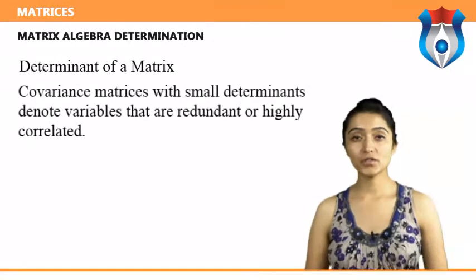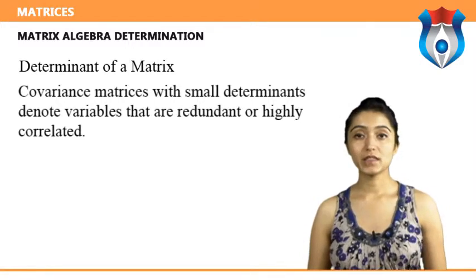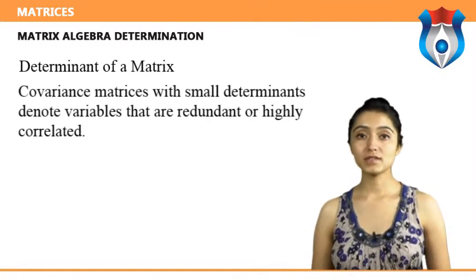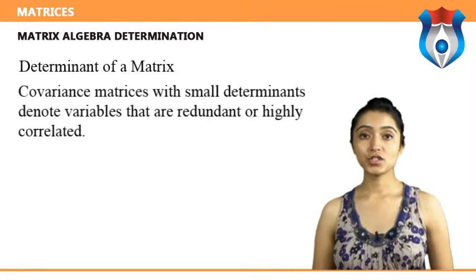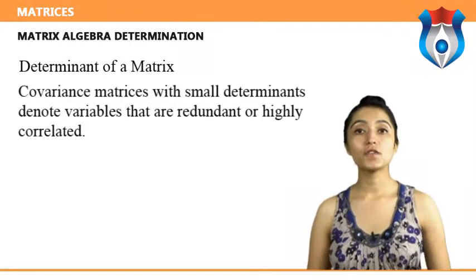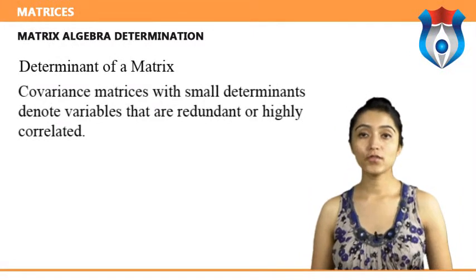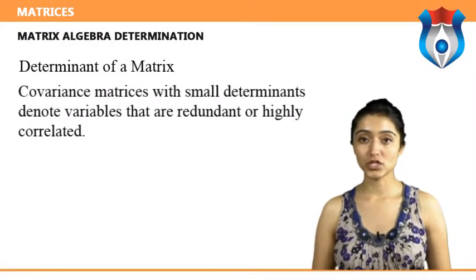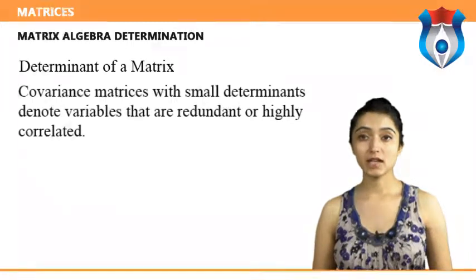That is, covariance matrices with small determinants denote variables that are redundant or highly correlated. Matrices with large determinants denote variables that are independent of one another. The determinant has several very important properties for some multivariate stats, that is, change in R square in multiple regressions can be expressed as a ratio of determinants.